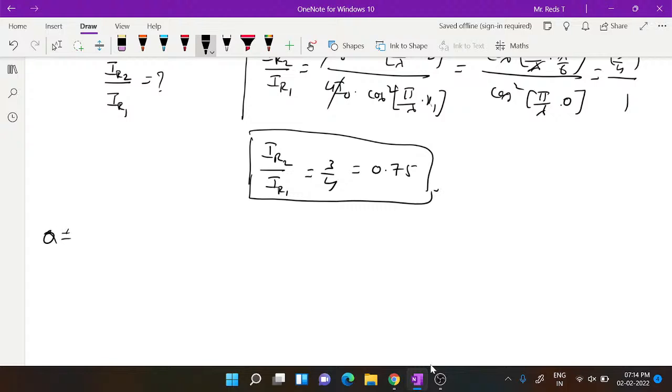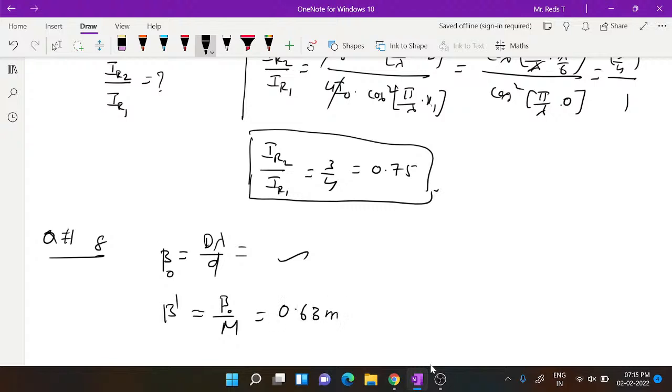So question number 8. Fringe width beta in air, you can take it as beta naught, it is equal to capital D lambda by small d. Beta in a medium, you can take it as beta prime or beta 1, whatever it is, equal to beta naught by mu. So D is given, lambda is given, small d is given. Calculate this, then divide by mu. Mu is also given. If you calculate this, it is observed to be 0.63 mm. 0.63 mm you will get.